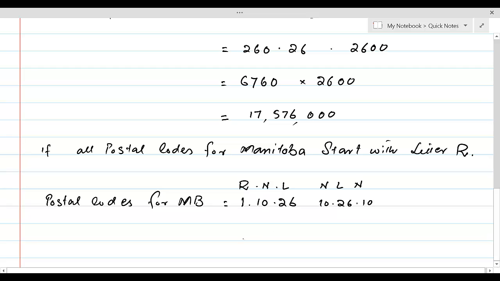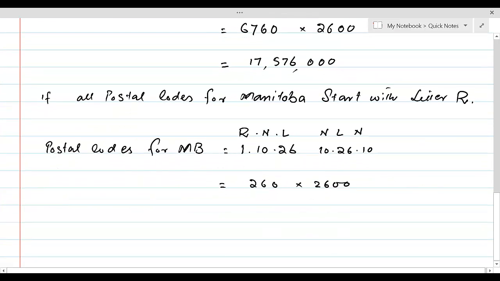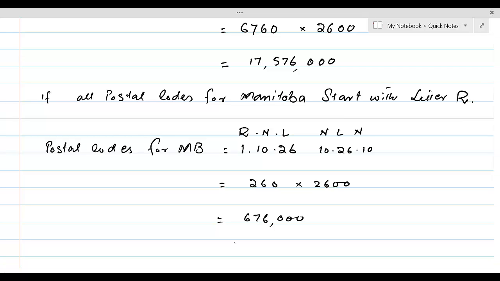Therefore, the total number of choices for Manitoba postal codes would be 260 times 2600, and this should give us the answer 676,000. So that many postal codes can be made for each province if the first letter of the postal code is to be reserved for each province.